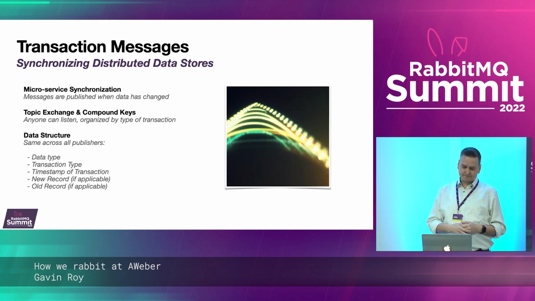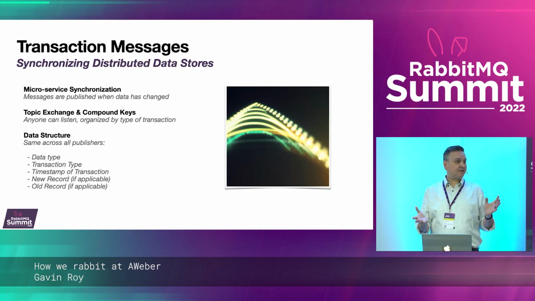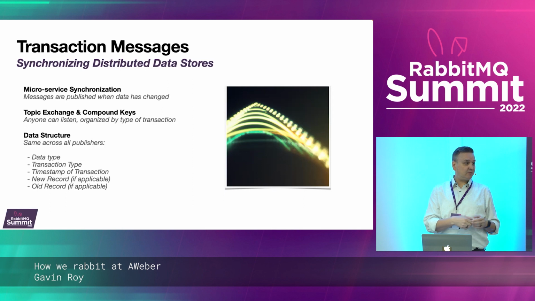We use topics for this, so we'll use a compound key where it would be the transaction stream name, and then appended with insert, update, delete, for example. So if you only want to see what data's been added, you can subscribe for just that, or if you want to see everything in a life cycle for a transaction, you can see that as well.